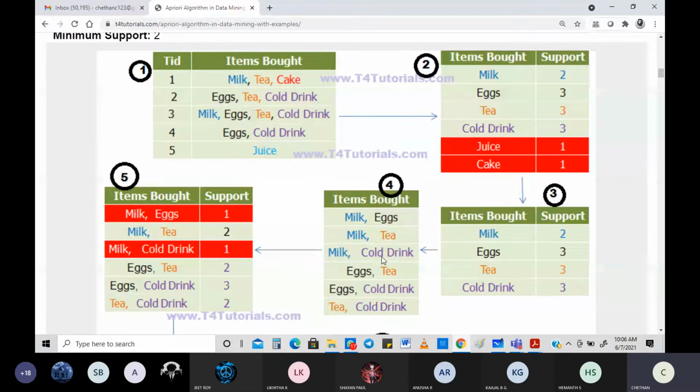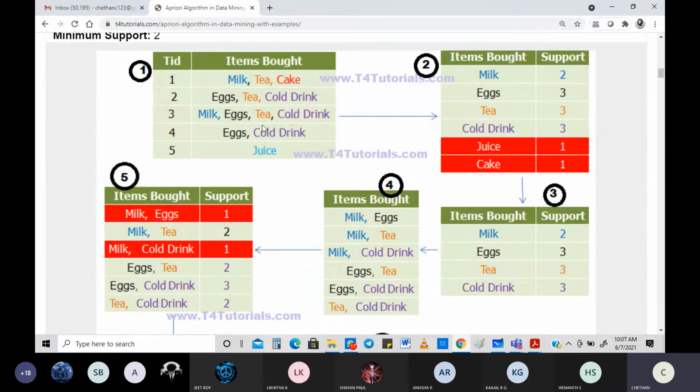Probably transaction number 3. Now you may be thinking, what about eggs and cold drink in this one? You're getting 3 transactions. Is that true? Let's check it. You have eggs and cold drink in transaction number 2, in transaction number 3, and in transaction number 4. 2, 3, 4. So you have 3 places where it is coming up.